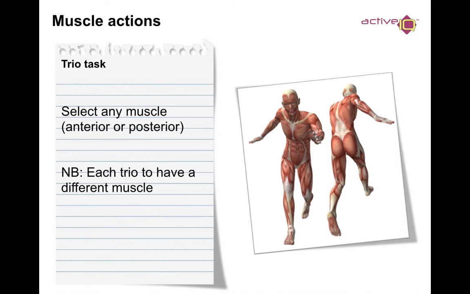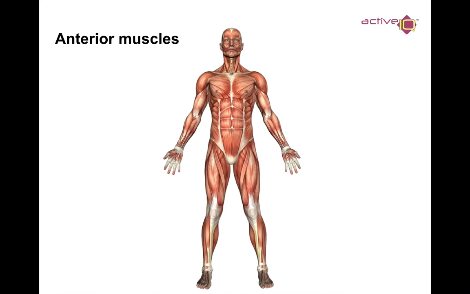So you've got a trio task here. Select any muscle, anterior or posterior. Each trio to have a different muscle. Okay. So basically what he's saying now is, if you want to try and label these yourself before I go on, then pause this now and try and label as many muscles as you possibly can. Alright, so pause it now.